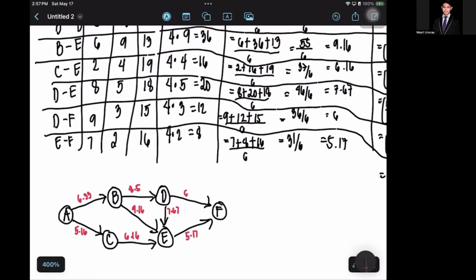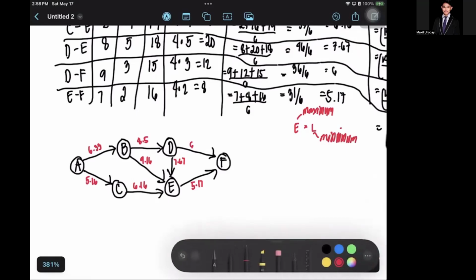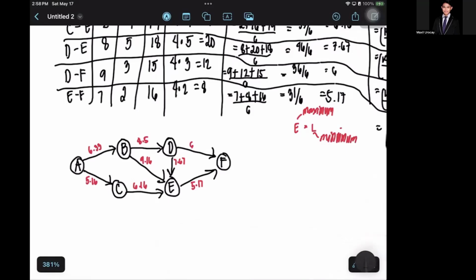So right now, this is the chart of our PERT, and we will begin to identify the critical path, which is where your E must be equal to the L. Your E is the maximum, and your L is the minimum. They must be equal, and that will be the critical path that we'll choose later on. So the thing we'll calculate first is the E.